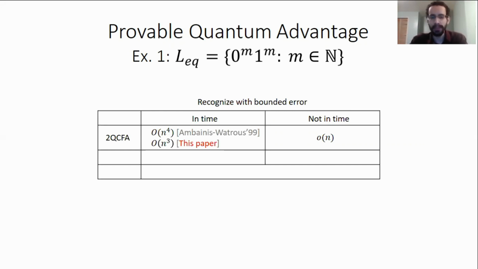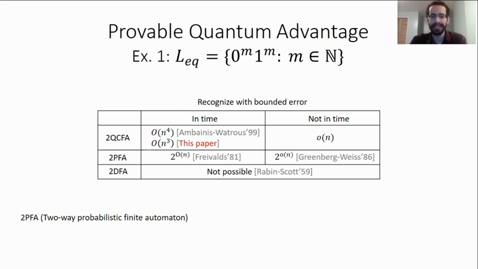Now, as a 2QCFA is just a 2DFA plus a constant size quantum register, it's natural to compare this result with the old result that a 2DFA cannot recognize the language LEQ in any time bound. But to be fair, we also should compare a 2QCFA with a 2PFA, that is a two-way probabilistic finite automaton, which is simply a 2DFA that we've augmented with the ability to flip coins, as probabilistic computers are also classical computers.